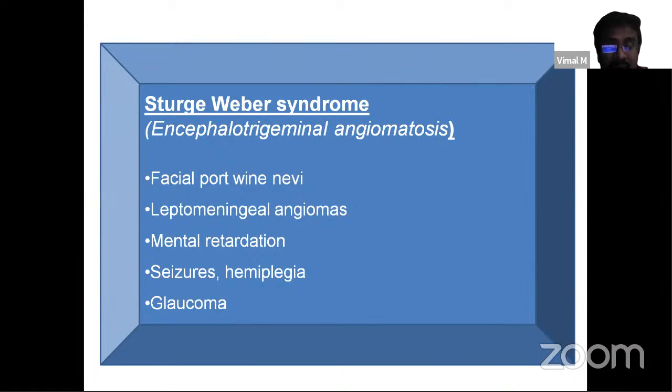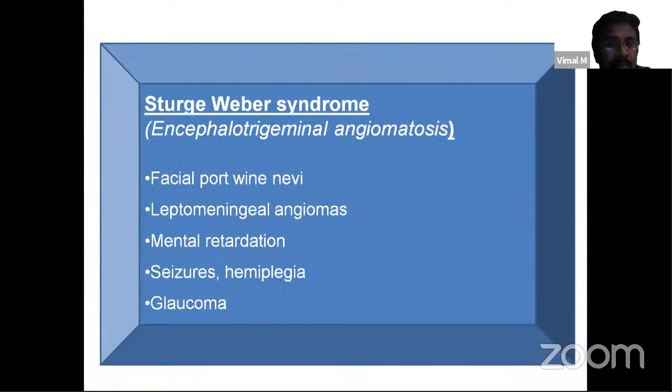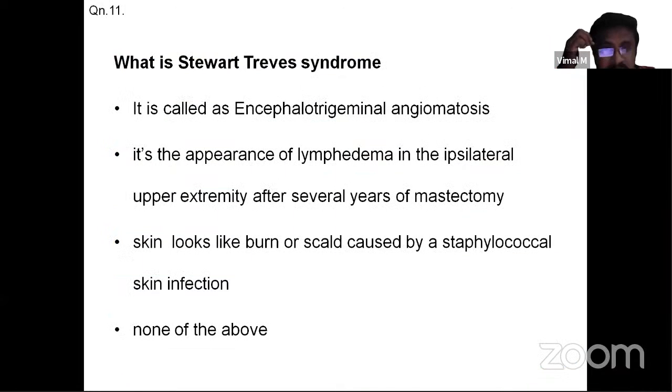Facial port wine nevi. Yes, the patient presents with this type of port wine stains. We know these stains will not fade away; these are the birthmarks. Leptomeningeal angiomas, that is the blood vessel proliferation in the leptomeningeal region. Mental retardation, seizures, hemiplegia, glaucoma. So the patient presents with all these symptoms, that is the encephalotrigeminal angiomatosis.